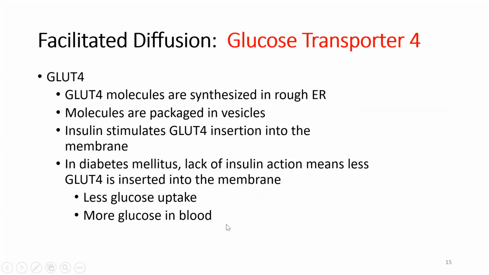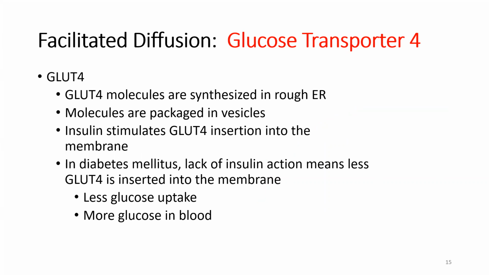A really good example of a facilitated carrier is the glucose transporter 4, or the GLUT4 transporter. This is a transporter made in the rough endoplasmic reticulum. And if you remember from prior knowledge, the rough ER is where we make proteins or molecules that are going to be embedded into the membrane, okay? And so this is where these GLUT4 molecules are synthesized. They are packaged into vesicles. They are exported and embedded into the membrane to facilitate this glucose uptake inside or into the cell.